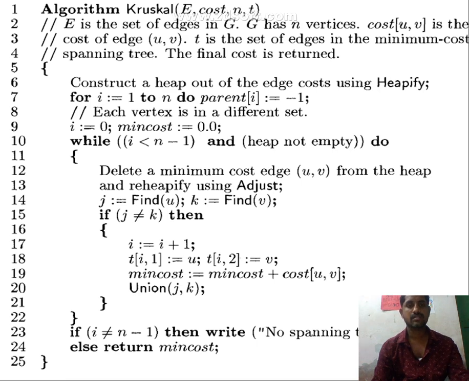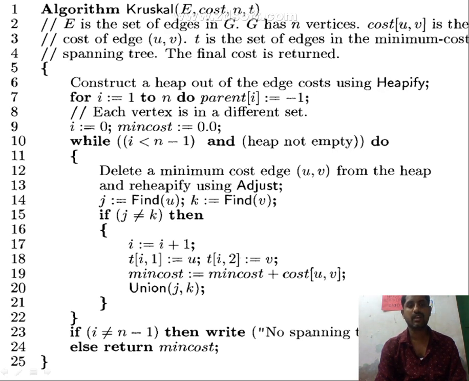See, construct a heap out of the edge costs using heapify, and for i equal to 1 to n do parent of i equal to minus 1. Then i equal to 0 and min cost equal to 0, while i is less than n minus 1 and heap is not empty, do: delete a minimum cost edge (u, v) from the heap and reheapify using adjust. j equal to find of u, k equal to find of v.